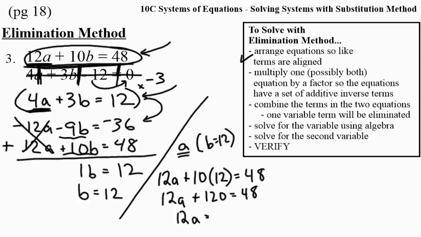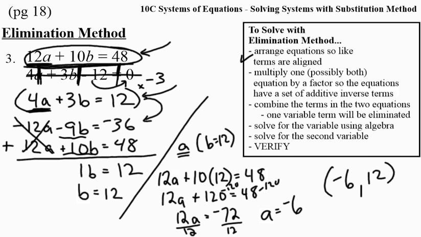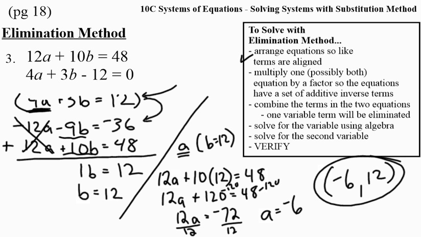We end up with -72 because I subtract 120 from both sides. And when I divide both sides by 12, we get a equal to -6. So our solution is a = -6, b = 12. There's our solution. We can substitute back in, and substituting back in would verify that -6 and 12 in those original equations would create balanced equations.